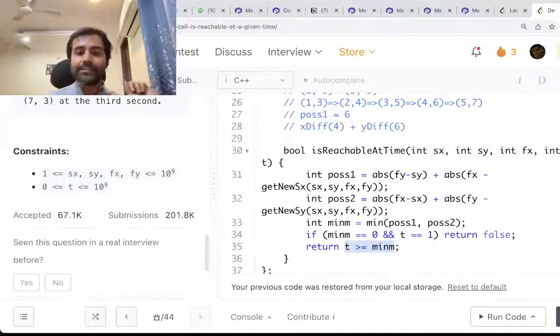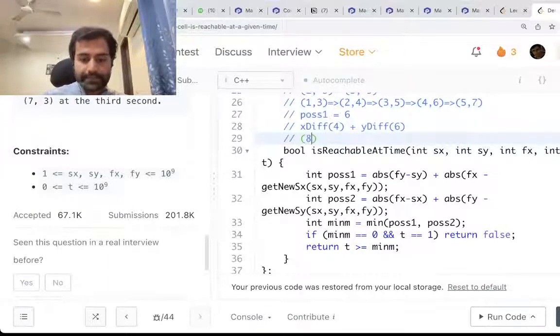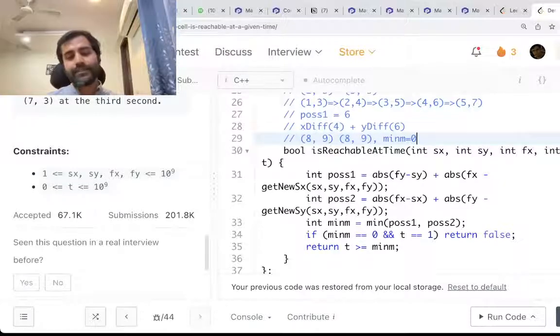However, there is a catch to it, and we have to understand what that catch is. So tell me one thing. Let's say your source and destination points both are the same, let's say this is also 8, 9 and that is also 8, 9. In this case, what will be the value of minimum? What is the minimum amount of time that you would take to reach from this point to that point? The answer is 0, because you're already there. So there is no time that you would end up taking.